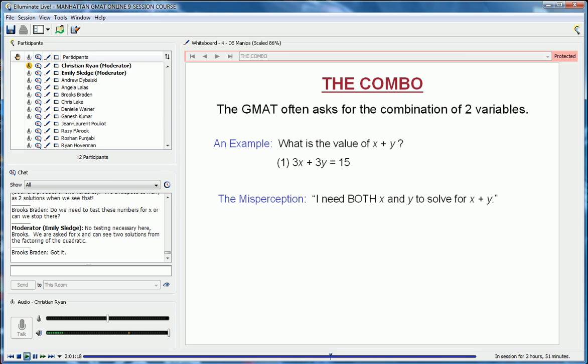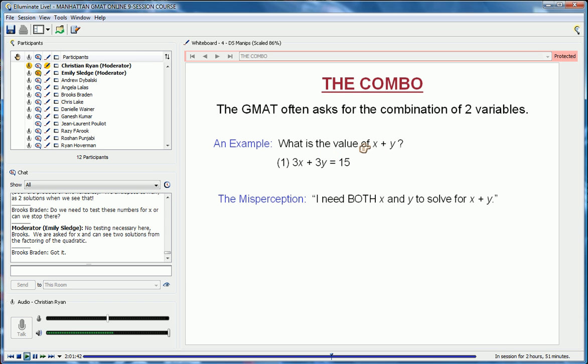Heck, you can get x squared plus y to the 17th power, or whatever you want, if you know the underlying variables. But you do not need the underlying variables. The GMAT knows that people have this misperception and therefore loves statements like this. So you don't want to say to yourself, you know what, I need to know x and I need to know y, and this doesn't give me enough.